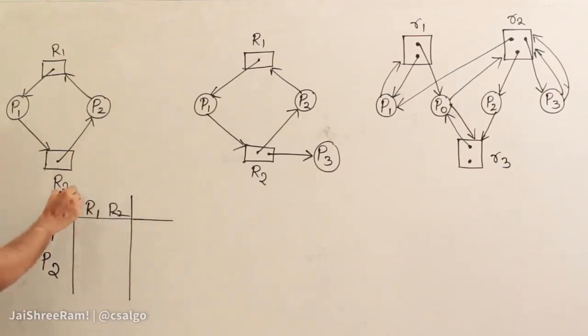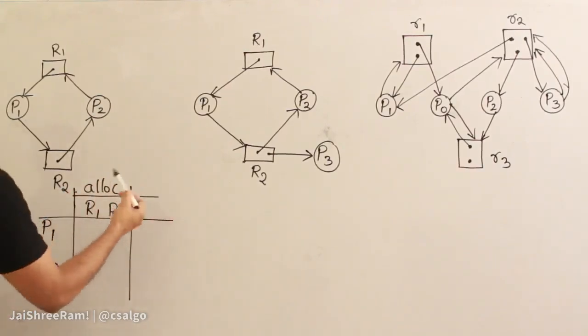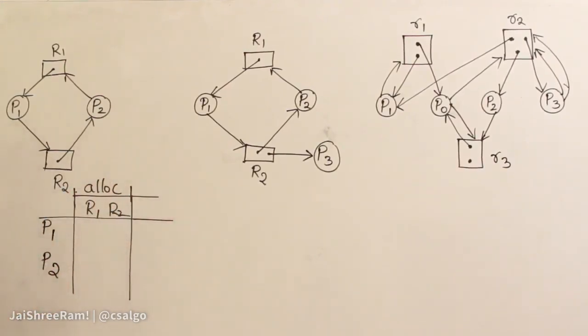Now let's see what the allocation is, which means how many resources are allocated to each process. Let's talk about only the allocation first. Allocation means go to the resource type and see the arrows. See, this R1 is showing an arrow to P1. Therefore R1 is allocated to P1, right?